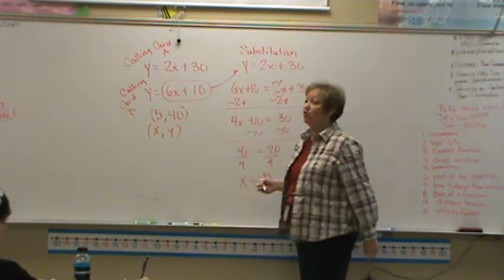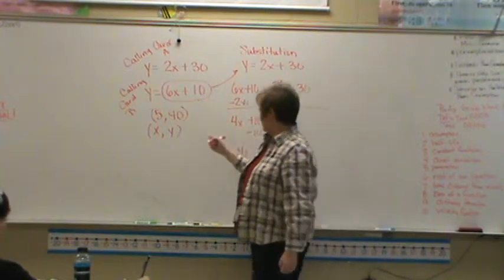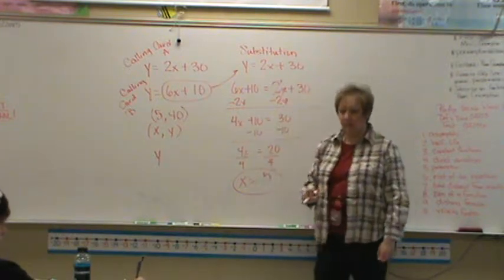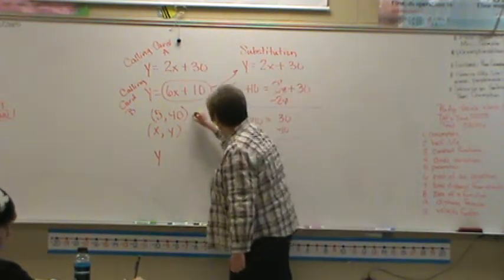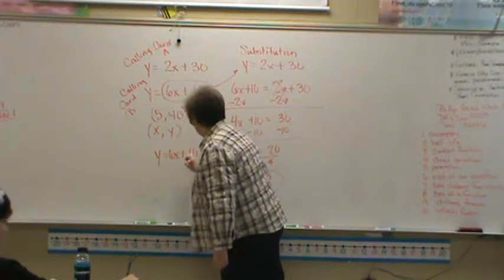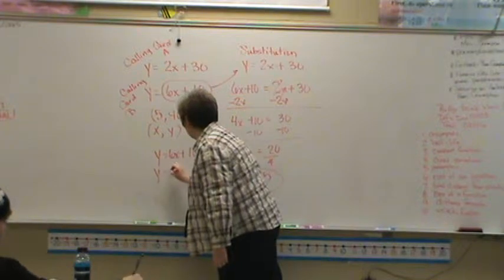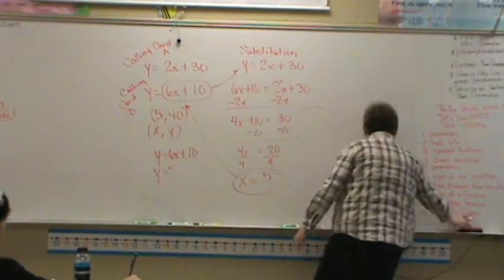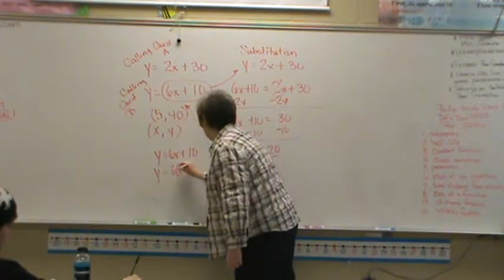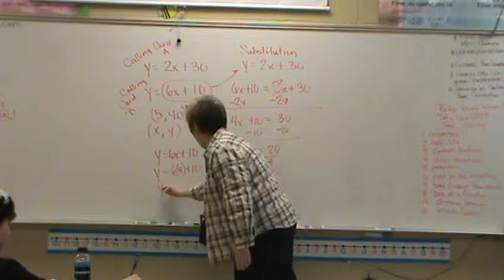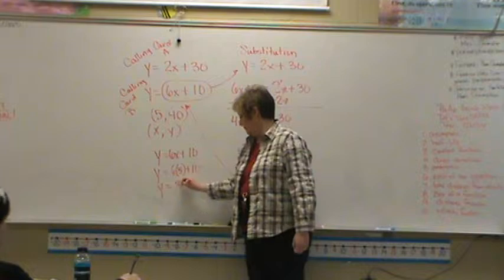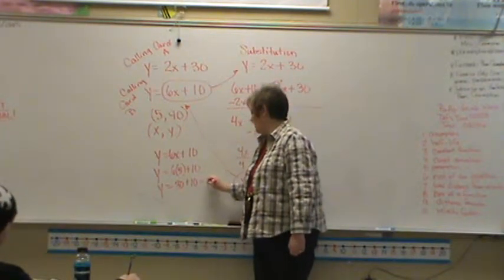Choose one. Choose your favorite equation. I guess 6x plus 10, okay? So we're going to take this 5, x equals 5, and now we're going to use substitution, and we're going to replace x with 5, not 6. And y equals what? 30 plus 10, which is 40.